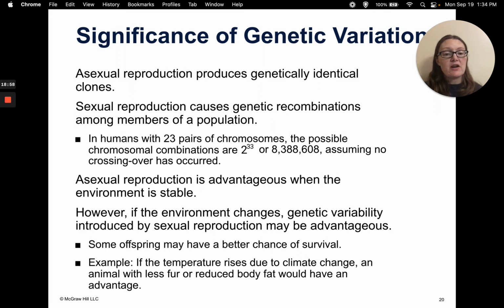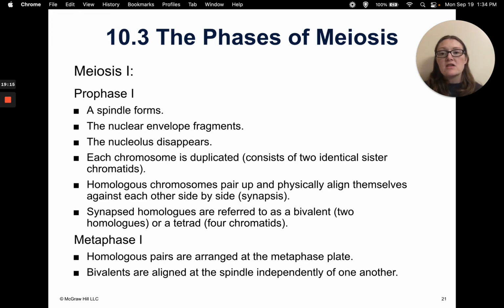However, if the environment changes, genetic variability is more of an advantage because some individuals will be better at surviving those adaptations than others, and the ones that do survive can pass on those good genetics to the next generation. So the phases of meiosis, we have meiosis 1, and it goes through prophase, metaphase, anaphase, and telophase, but we call it prophase 1, metaphase 1, anaphase 1, telophase 1 because it's all in meiosis 1.